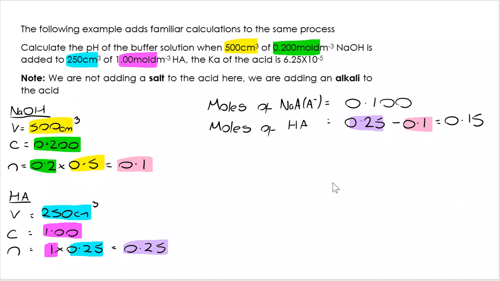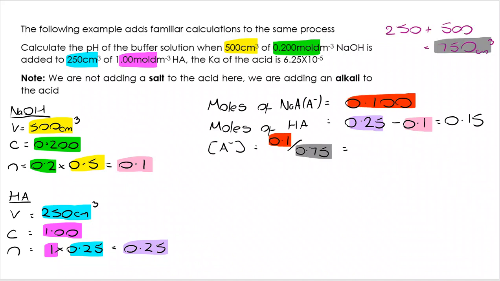In terms of the moles of HA, well, I started with 0.25, but if I've made 0.1 moles of NaA, then on a 1-to-1 mole ratio that we have in this reaction, I've used 0.1 of the acid, which means I've got 0.15 moles left. Now we want to work out the concentration of H+, and that means we are going to need concentrations, and these are numbers of moles, so there's still more to do.